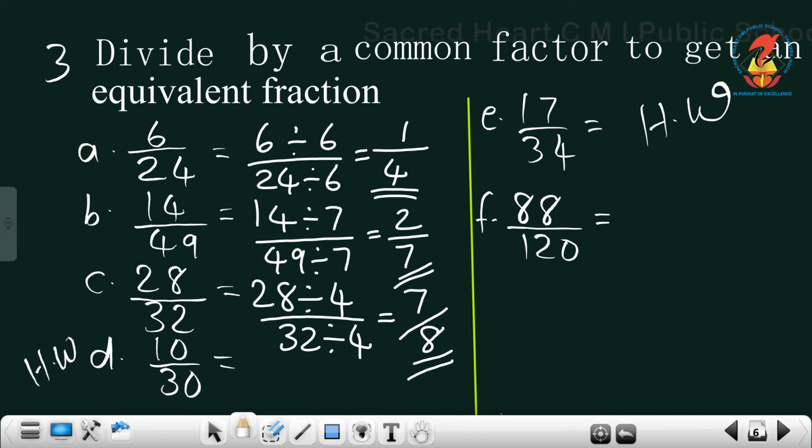Okay. And I will give you some homework, that is question number D, 10 by 30 and 17 by 34. That is also your homework. And 88 by 120. Okay. 88 by 120, that I will give it in the class.